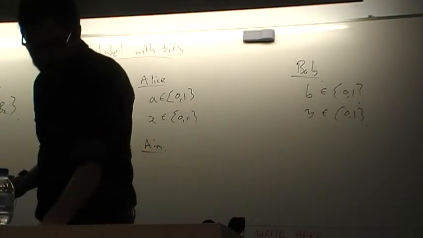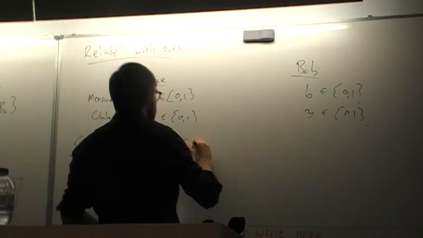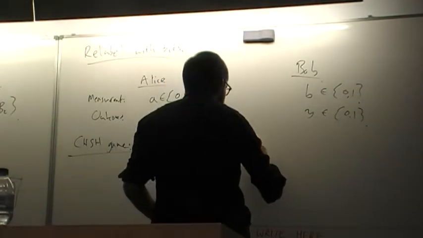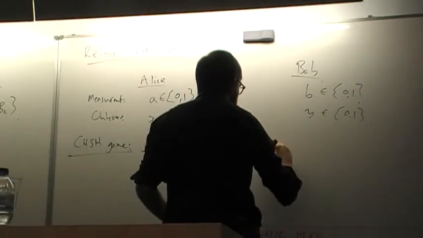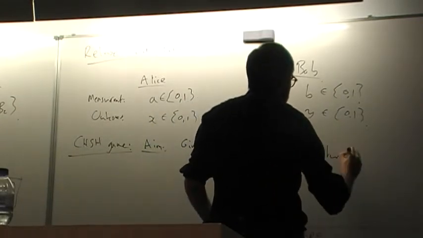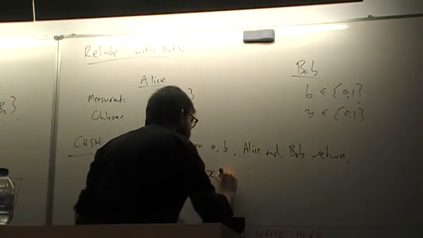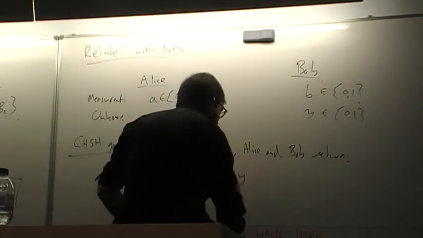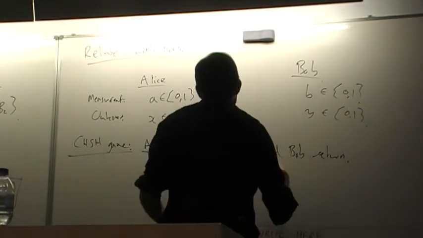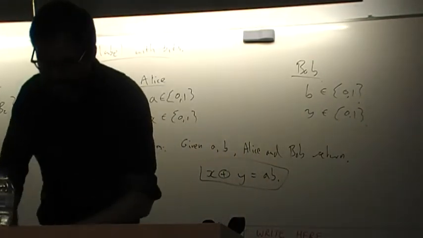The game is the following. Given bits A and B, Alice and Bob want to return two bits X and Y such that the sum modulo 2 of these bits is equal to the product A times B.